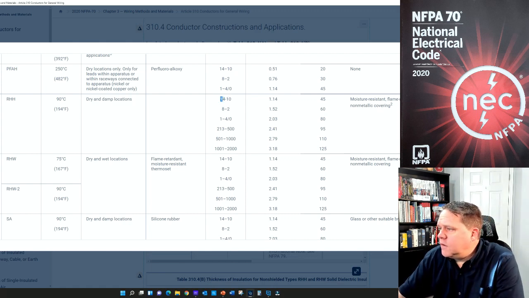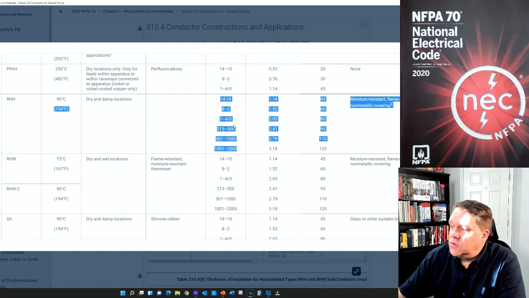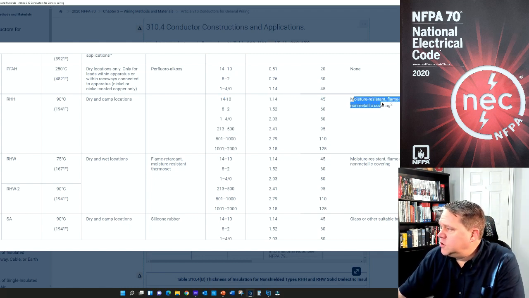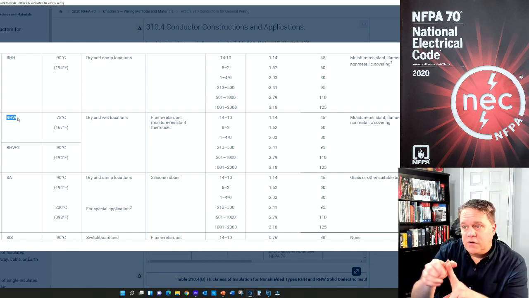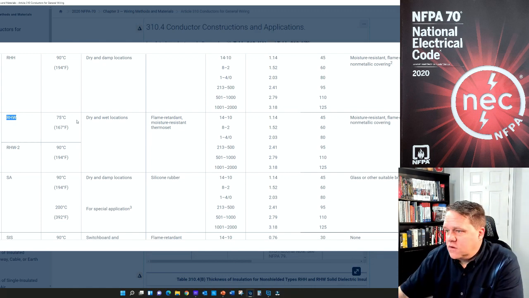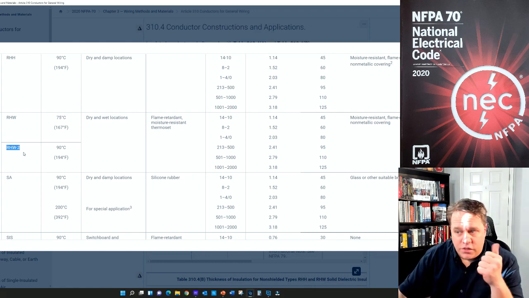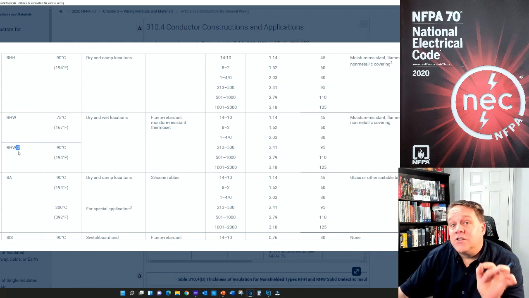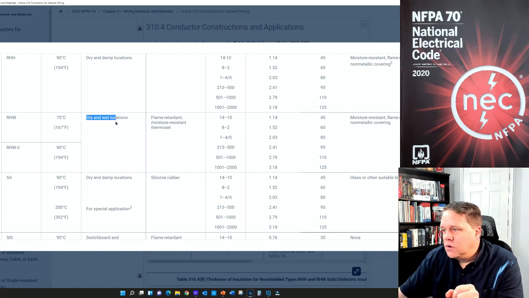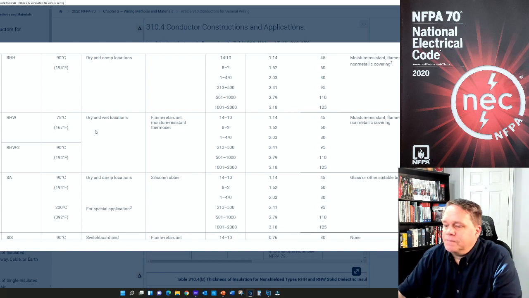You can buy this stuff in 14 gauge right up to 2000 kcmil. It's a moisture resistant, flame retardant, non-metallic covering. If I wanted to put it in a wet location though, I would either buy RHW, which we know is what? Thermoset, wet location, 75 degrees, and you can see that right there. Or I could always buy RHW-2, which is what? Thermoset, 75 degrees, wet location, but the -2, remember, the -2 is 90 degrees even in a wet location. So RHW-2, dry and wet location, good to go.